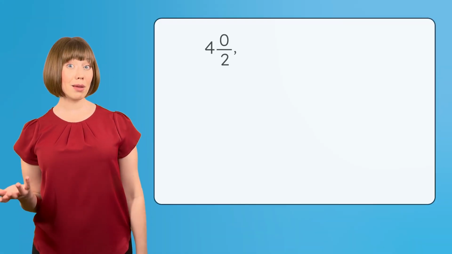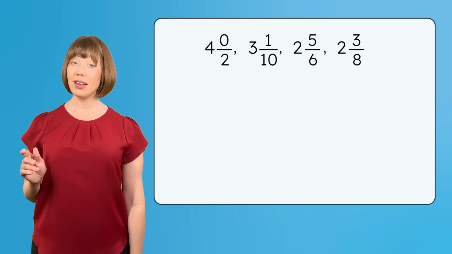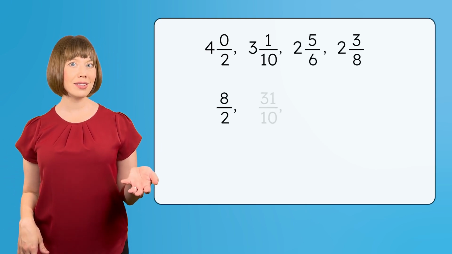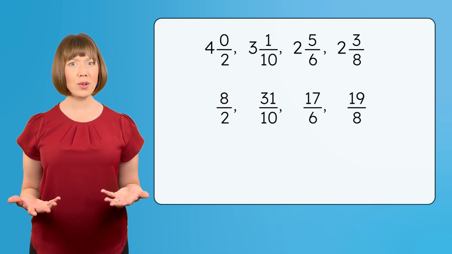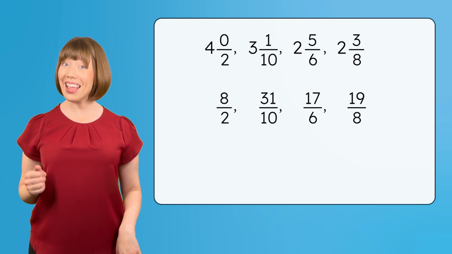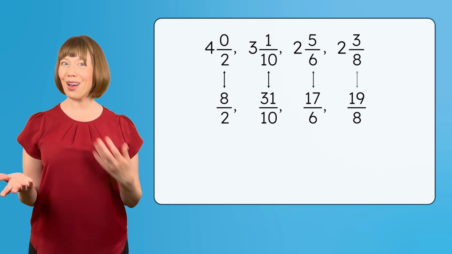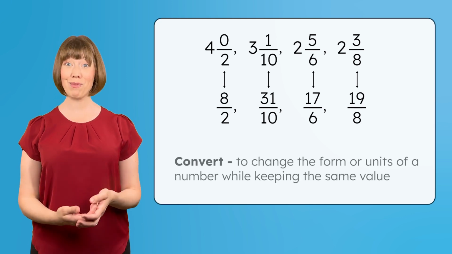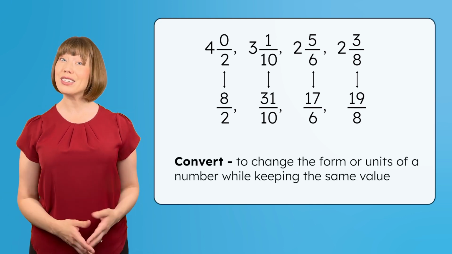Remember, mixed numbers include the whole amounts and the fractional parts, and improper fractions count all the fractional parts. So we can actually represent any fraction greater than 1 as a mixed number and an improper fraction. When we switch from one to the other, we're converting them. We're not changing their value, just representing them in a different way.